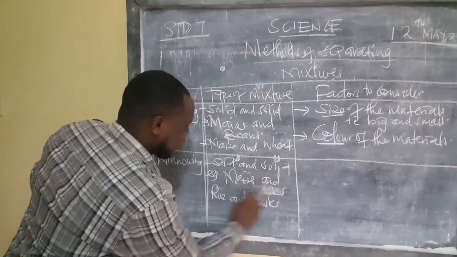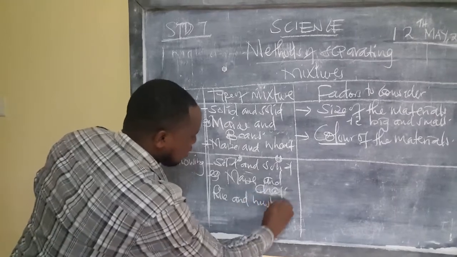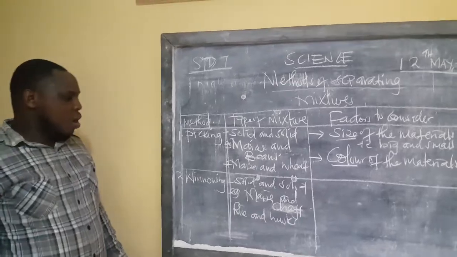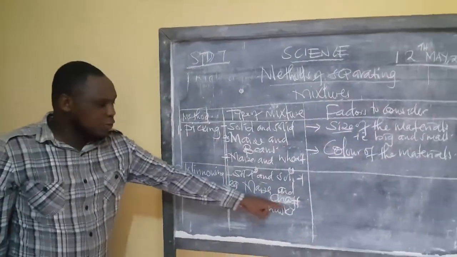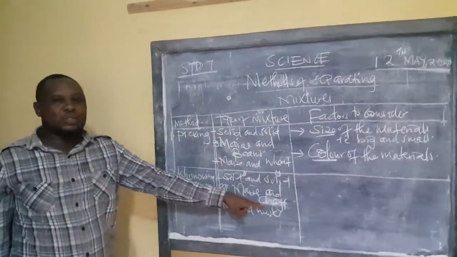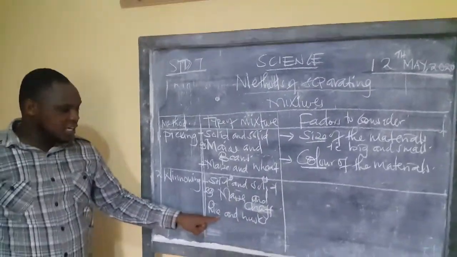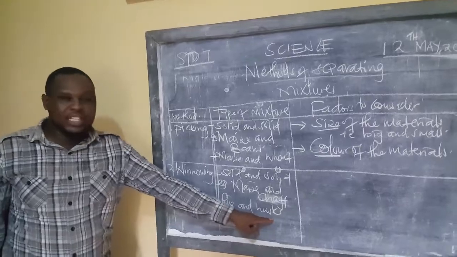This is maize and chaff. Let's talk about maize and chaff, maize chaff, and then rice and husks. When you talk about maize and husks, if you look at this, husks are going to be very light compared to maize. And then if you look at this, rice is going to be heavy compared to the husks.